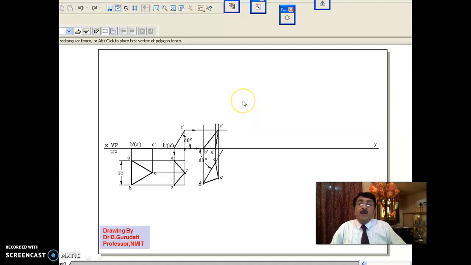This is the end of session 1 on plane surfaces, top view starting problems, because in all these problems, we start from the top view here.